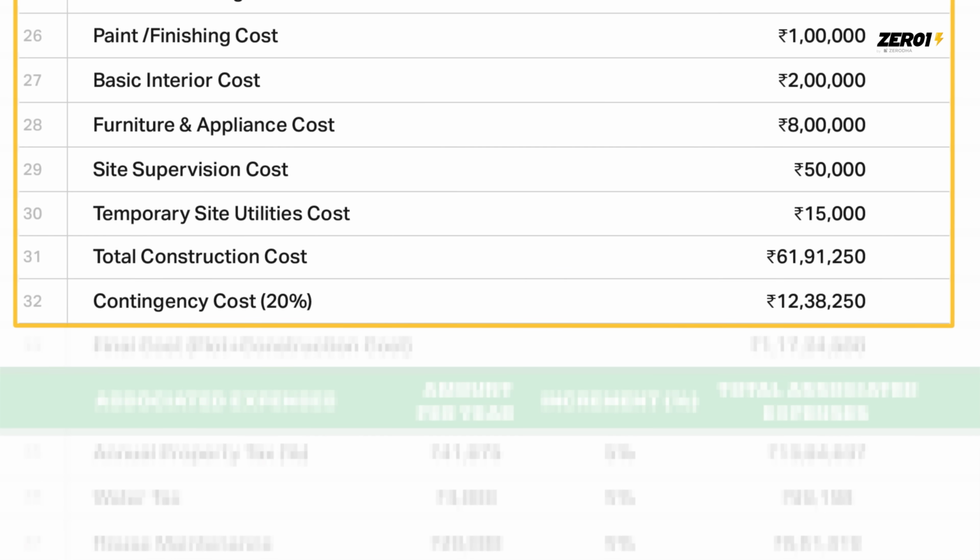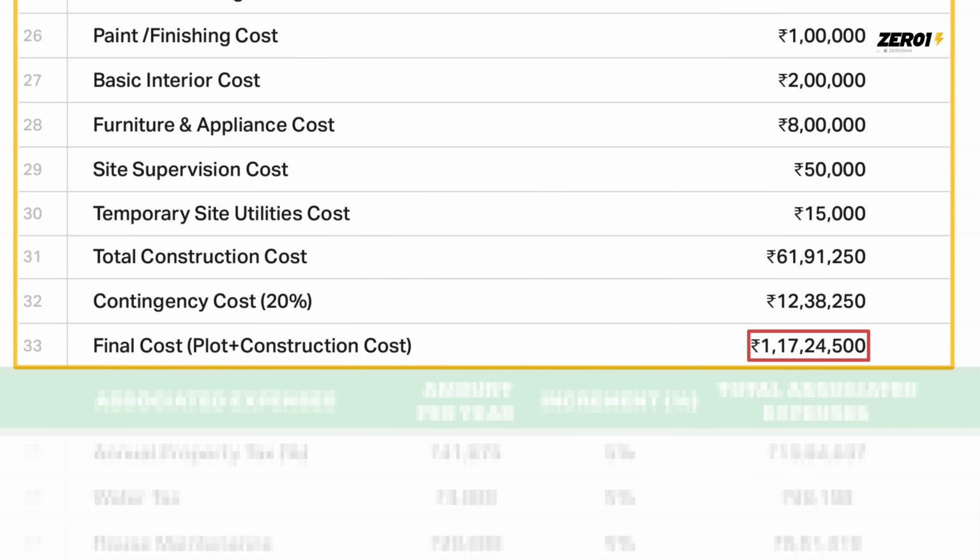So if I add all this up, the final cost of the plot plus construction and the fit outs inside is 1.17 crores. बहुत पैसे लगे यार. But obviously, the cost does not stop there. Let's see what else we are missing.